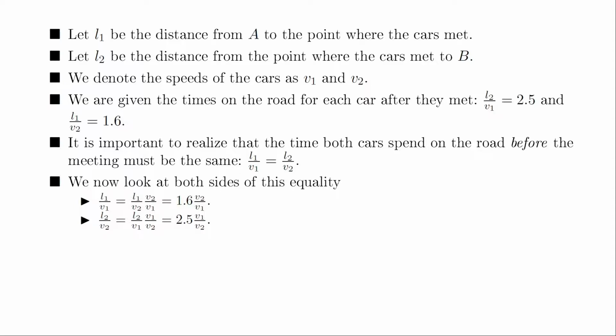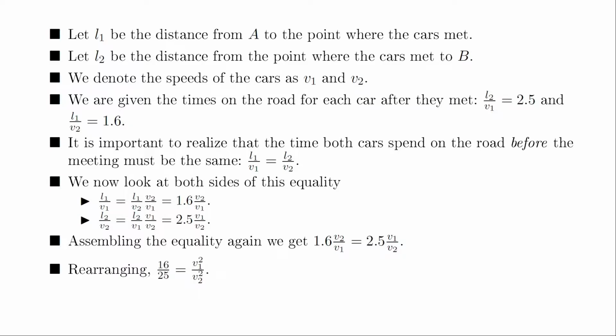On the other hand, on the right side of the equality, we have L2 over V2 is equal to L2 over V1 times V1 over V2, which equals 2.5 V1 over V2. Assembling the equality again, we get 1.6 V2 over V1 is equal to 2.5 V1 over V2. Rearranging, we get 16 over 25 is equal to V1 squared over V2 squared. Taking the square root, we get V1 is equal to 0.8 V2.